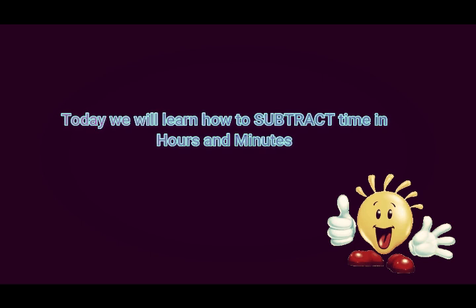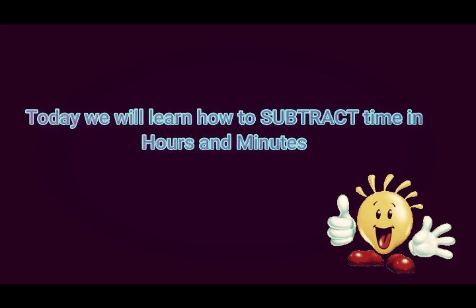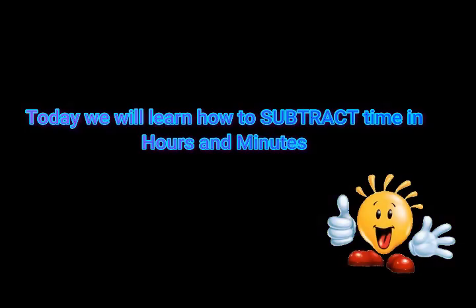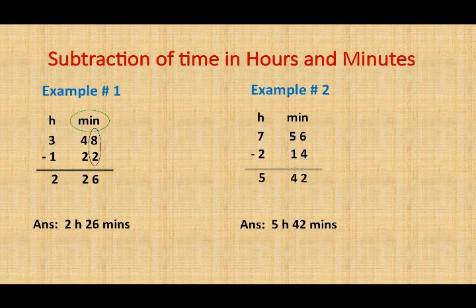Now today we will learn how to subtract time in hours and minutes. We have already learned addition. Today's topic is subtraction. Let's look at example number 1. Hours and minutes. You already know that. Hours on the left hand side, minutes on the right hand side. So it's 3 hours 48 minutes minus 1 hour 22 minutes.